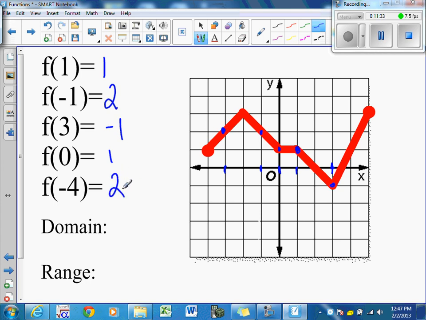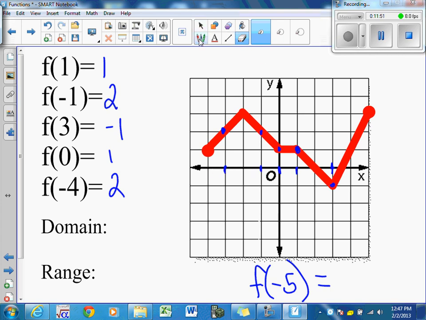Now, if we want to look at the domain, we want to look at all the values here. Now, for example, let's just look at a side one here. If I wanted to know what is f of negative 5. Nope, let's not do that.